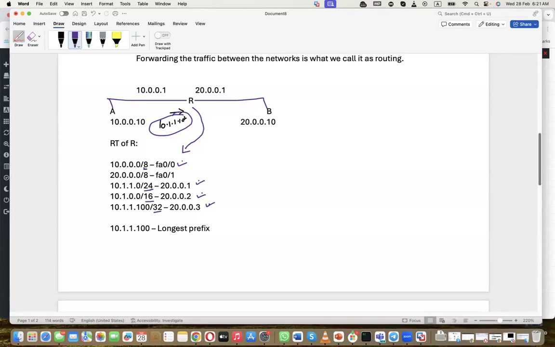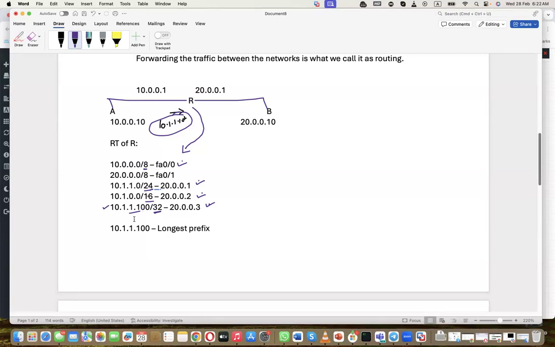Okay. Now, in this case, we have four matching entries. Out of these four matching entries, which entry has the longest prefix? Correct, the last one, because this has 32. So according to this entry only, the forwarding will happen. When you have more than one matching entry in the routing table, the prefix length is considered. Whichever entry has the longest prefix length will be used for forwarding the traffic.